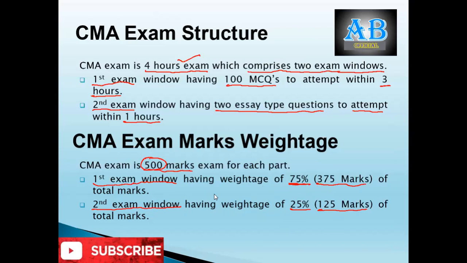So apparently, the first exam window has too much weightage for the exam. But you can't overlook the second exam window. The second exam window also has too much weightage because to accomplish your objective, which I will discuss later on, you need to have a good grip on both parts. But definitely, because total marks weightage is more for the first exam window, its importance is higher, but you can't overlook the second exam window.